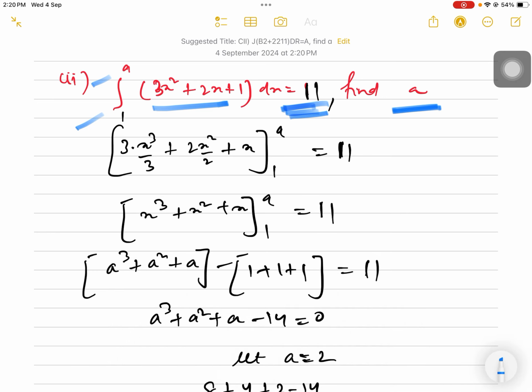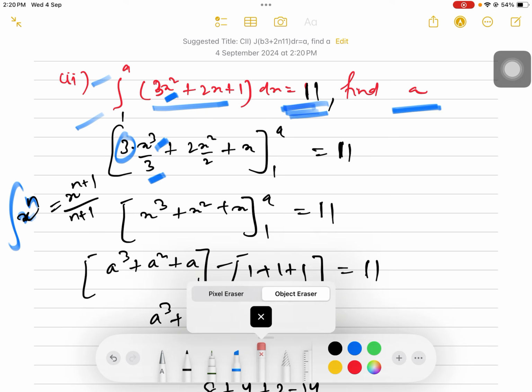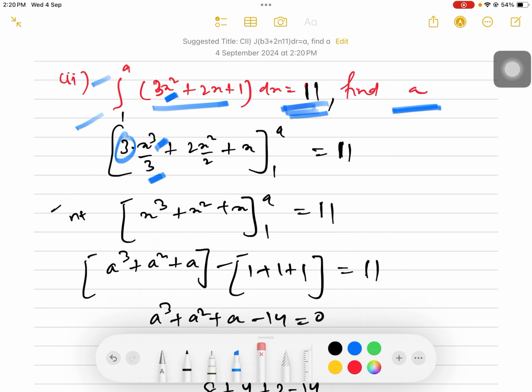So first we will integrate this function. 3 is constant and x square integration will be x cube by 3, because x power n integration will be x power n plus 1 divided by n plus 1. That is the power formula. So x square integration will be x cube by 3.